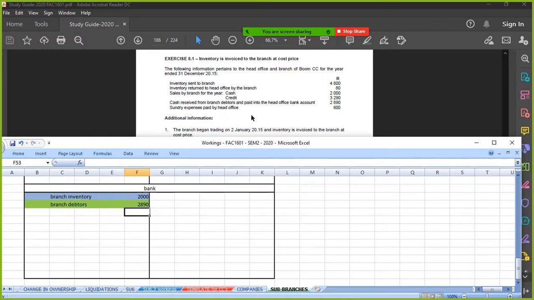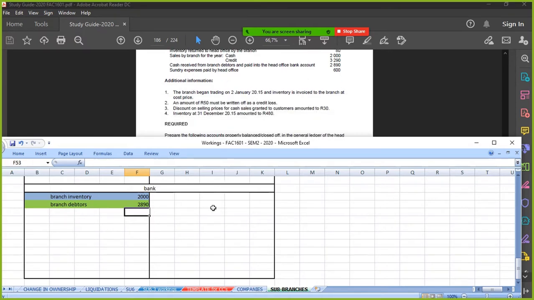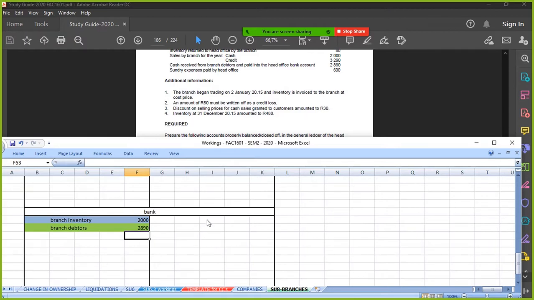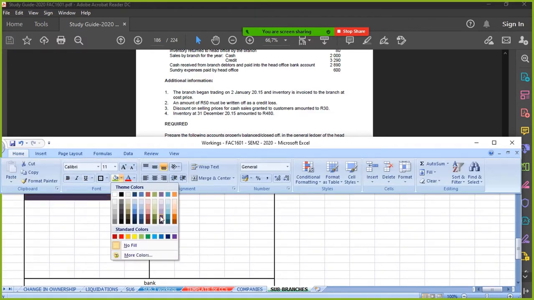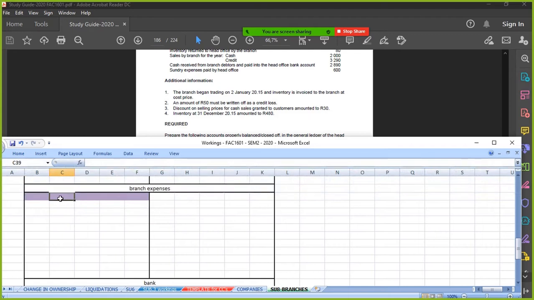Good. The last one. Sundry expenses paid by head office. So I would debit branch expenses and I would credit bank. There we go. Correct. 600. It's like any other expense, but you need to identify it because you need to know which branches are incurring these expenses. Remember, coming back to what we said earlier, you're probably going to want to manage the performance at each branch, right? Yes. And the only way we can do that is by keeping track of every single branch.